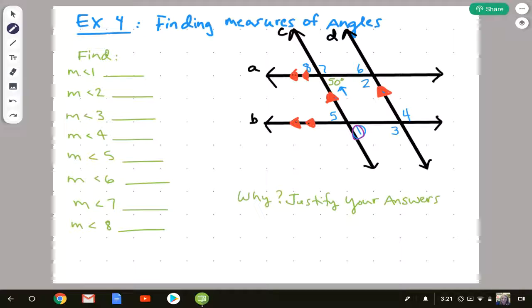Angle 1 is below line B, and it's to the right of the transversal, in this case line C. And the angle that's marked 50 degrees is also below line A and to the right of transversal C. So these two angles are corresponding angles, and we know that corresponding angles are congruent. So the measure of angle 1 is 50 degrees. And my reasoning, here I asked why, justify your answers. The reasoning would be the corresponding angles postulate.